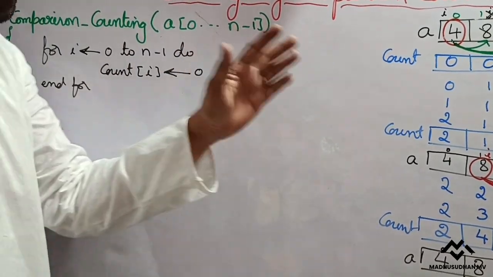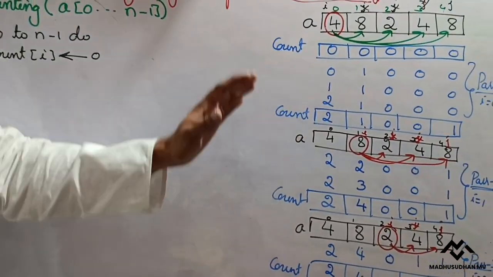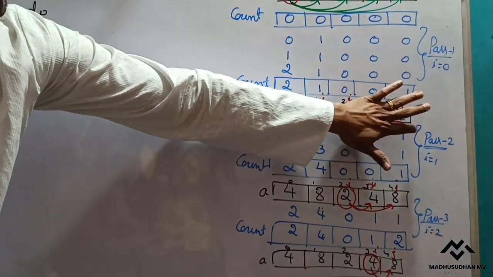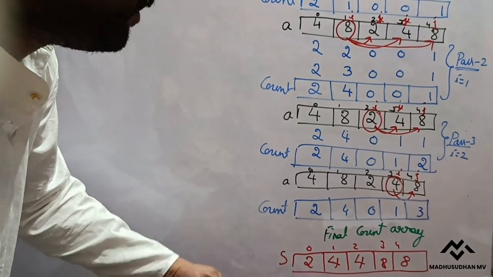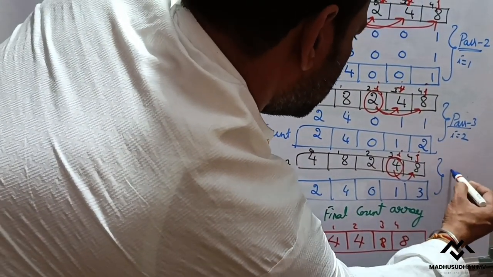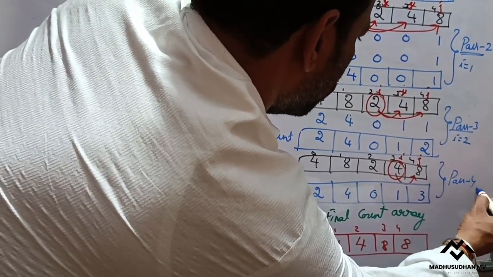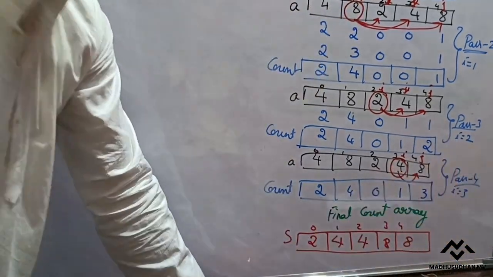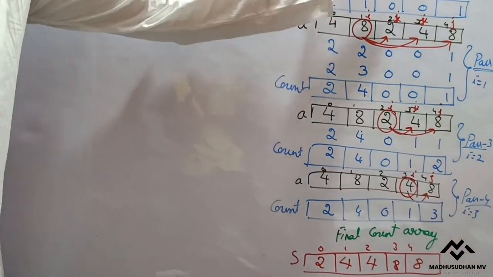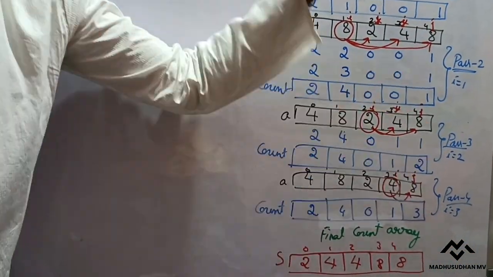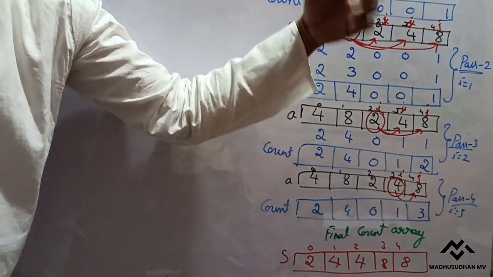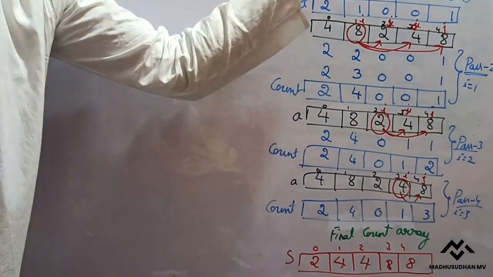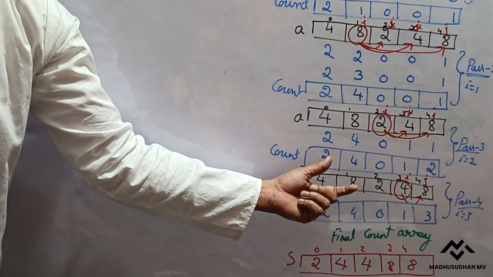Okay, next. Now what we did, here I did passes. How many passes? See, pass 1, pass 2, pass 3, and this is my pass 4 actually, that is i is equal to 3. So for 5 elements, there are 4 passes. For 10 elements, 9 passes. 100 elements, 99 passes. For n number of elements, n minus 1 passes.